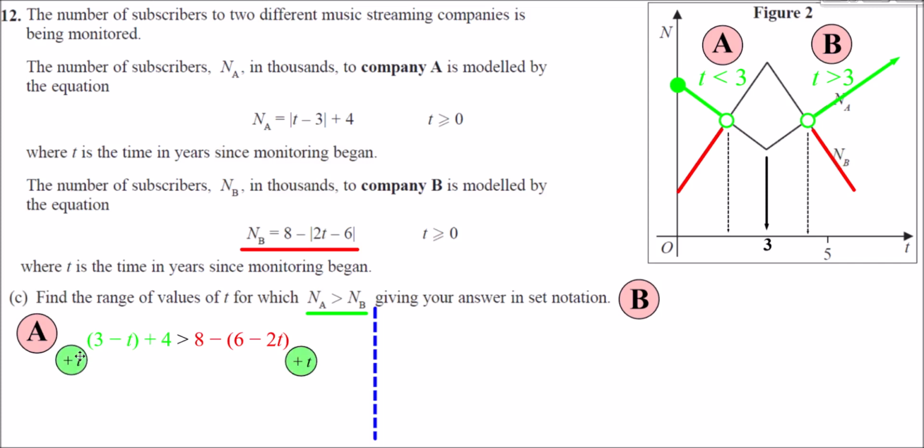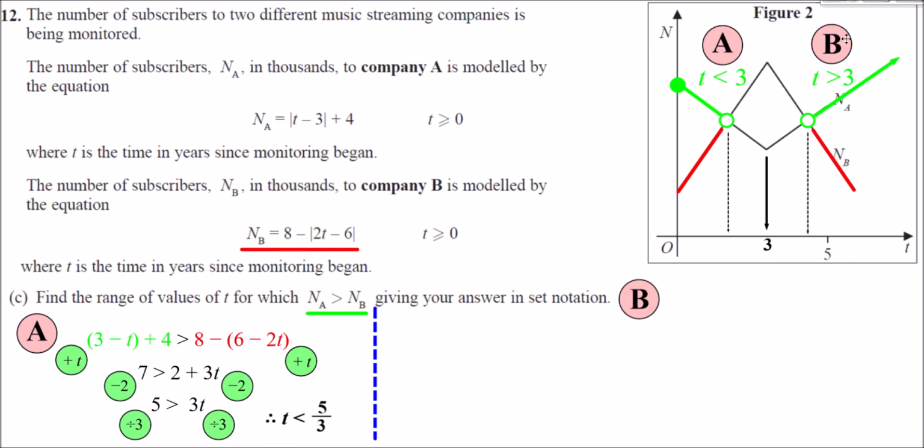As long as we take care, we can just solve this as any other inequality. If I add t to both sides, the left-hand side will just become 3 plus 4, which is 7. On the other side, 8 take away 6 is 2, minus 2t was positive 2t, and I'm adding a t, which gives 3t. If we now take away 2, we can see that 5 has to be greater than 3t. Then dividing by 3, we see that t has to be less than 5/3. So that's the first part of our solution.